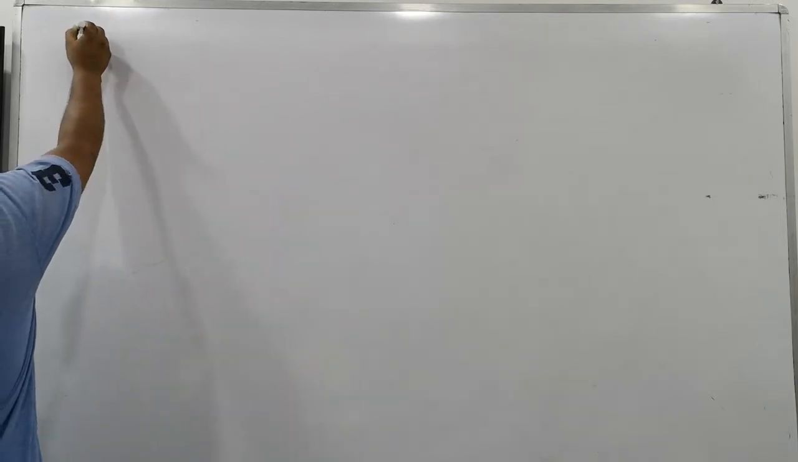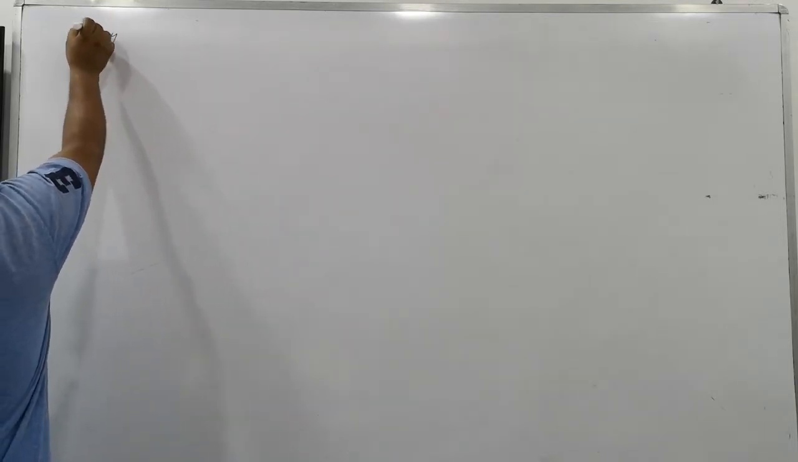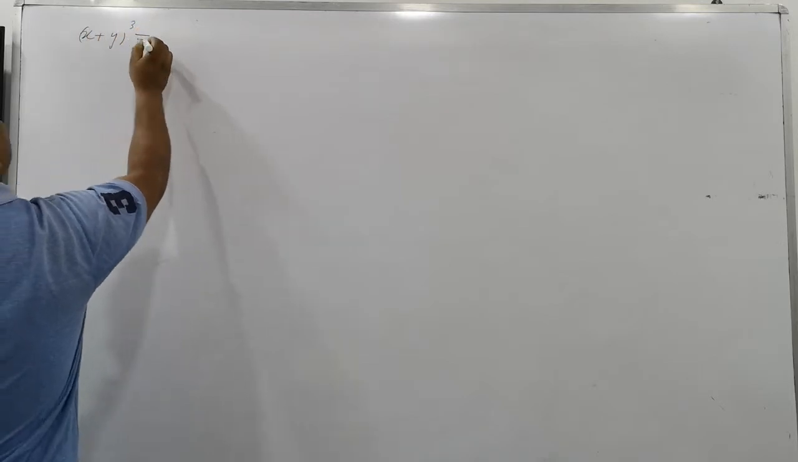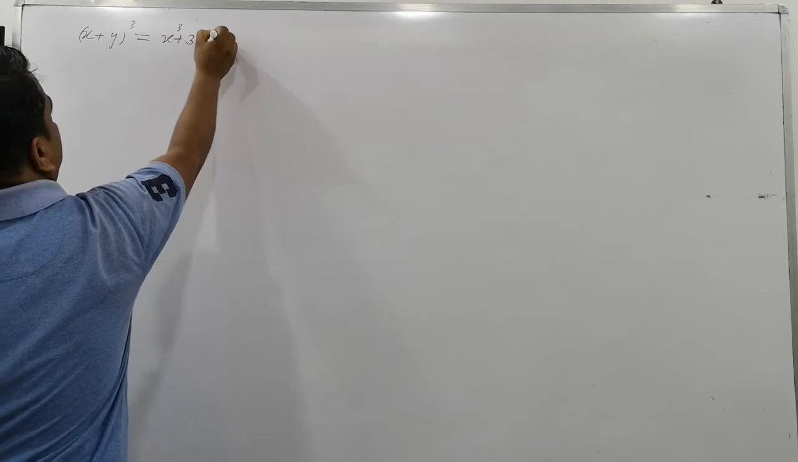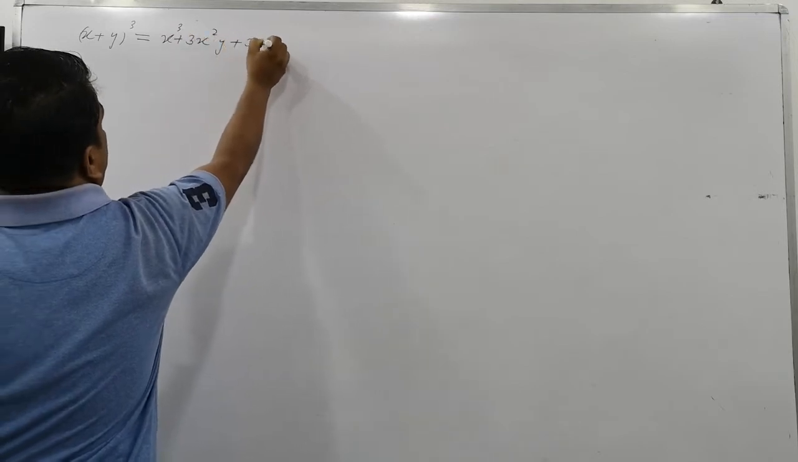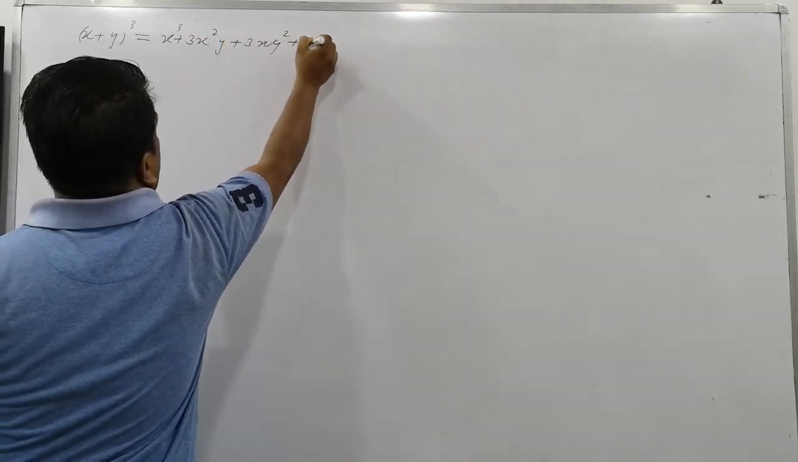Algebraic identities, right now? Yes. And what algebraic identities have we studied? Yes, sir, these algebraic identities we have studied right now. The identity is (x plus y) whole cube. Is that clear now? Yes. And it's what? x cube plus 3x square y plus 3xy square plus y cube.